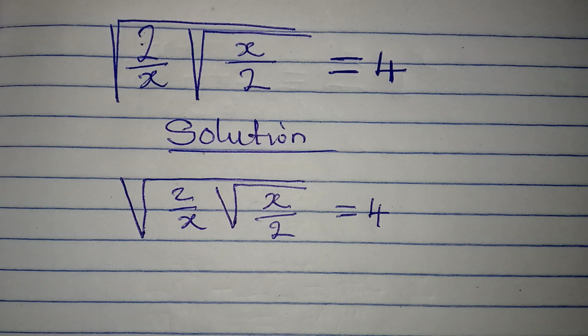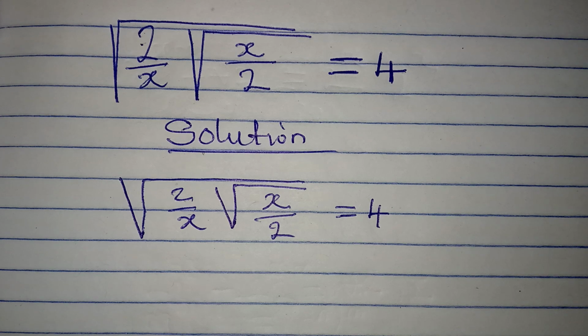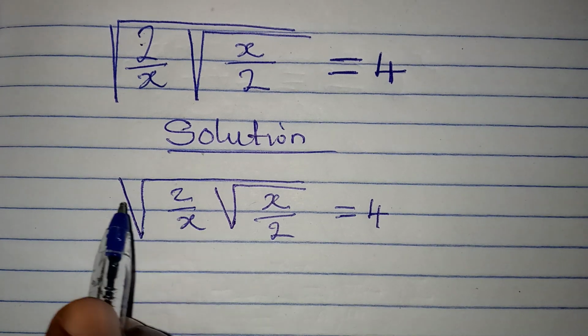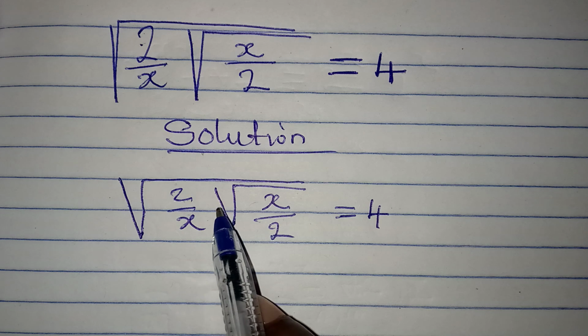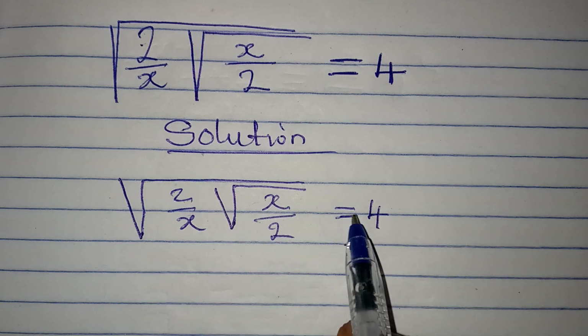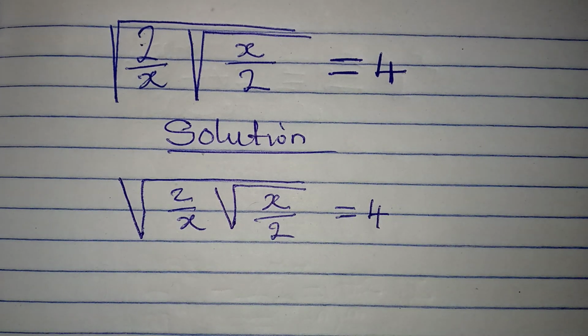Hello everyone, let's solve this problem very quickly. We have the square root of 2 over x, times the square root of x over 2, equal to 4. And the question is asking us for the value of x.